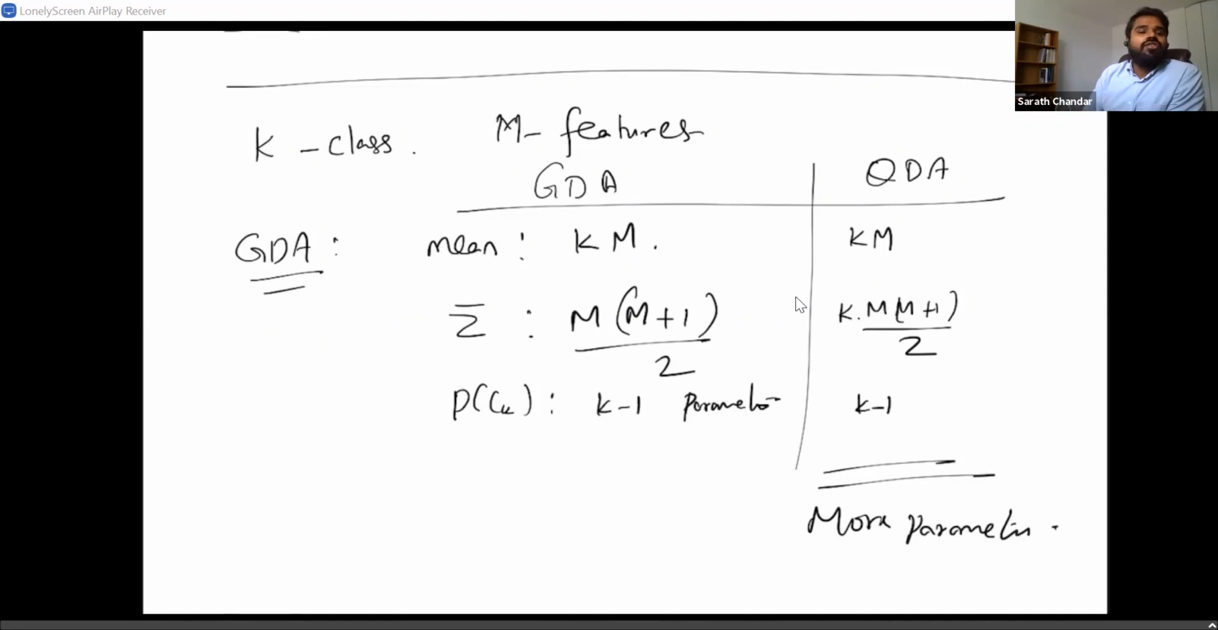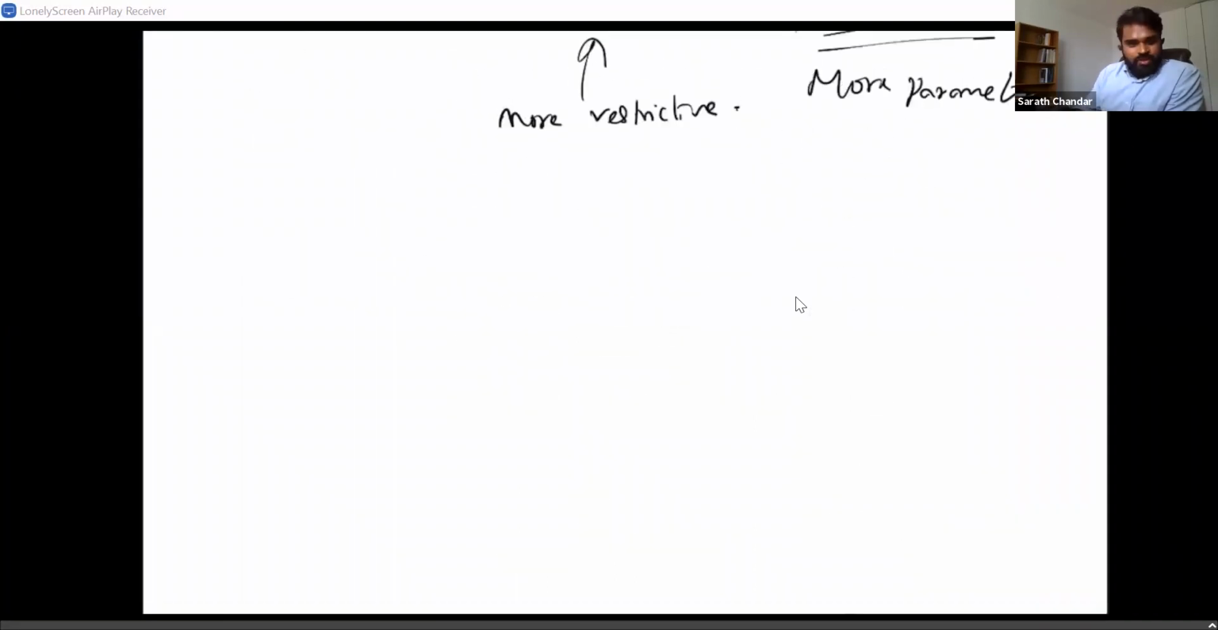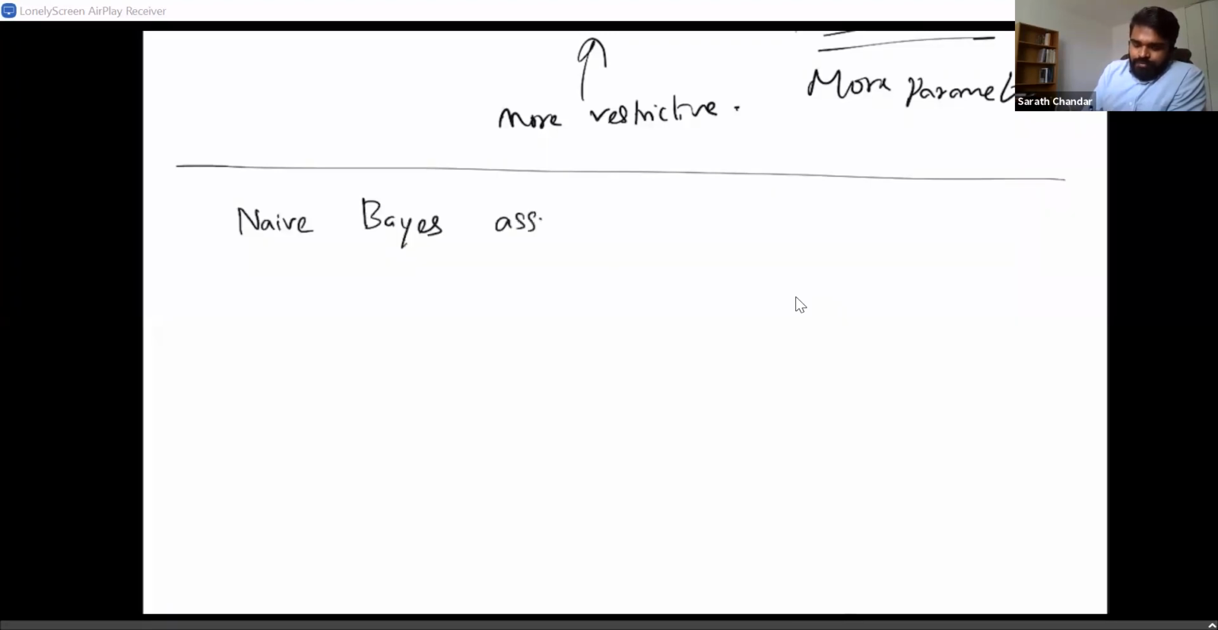However, that doesn't mean that we should use GDA instead of QDA. Why? Because GDA is actually more restrictive. So we prefer a nonlinear model like QDA, but it has a lot of parameters, right? So now how can we scale it up, or how can we have a nonlinear model but still have fewer parameters? To do that, we are going to introduce another assumption, which is known as the naive Bayes assumption. It's a very simple assumption, and it's also one of the most common assumptions that people make.